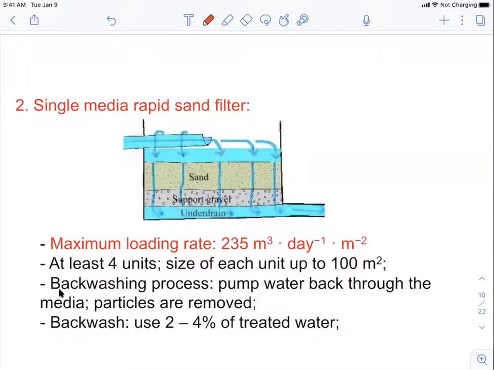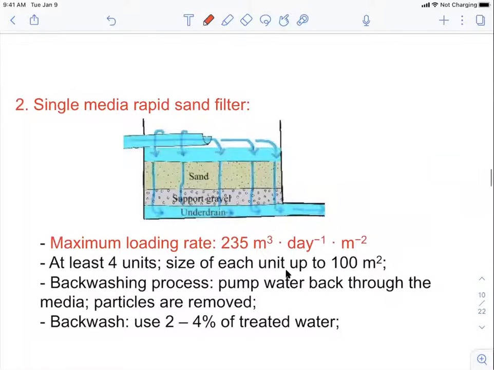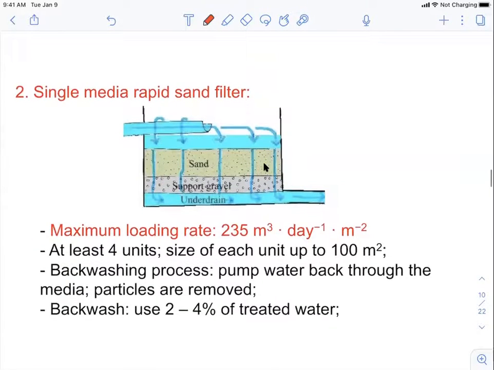And as we introduced, we can have backwashing to remove these pollutants, right? To just flush some water back and then remove the larger particles. So you can pump the water back through the media, so the particles are getting removed. In terms of the backwash, it's going to use 2 to 4% of the treated water. So you can just take around 2 to 4% of the water from here and then just flush it back, okay? So this is a single media rapid sand filter, okay?